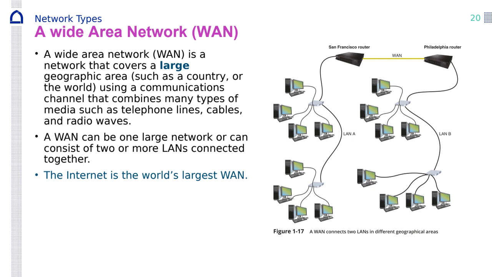WAN, the wide area network. We will talk now about WAN. WAN is a network that covers large geographical area, such as a country or the world. The biggest network is what? Wide area network. The biggest one is the internet. The internet is the biggest one, the mother of all networks.